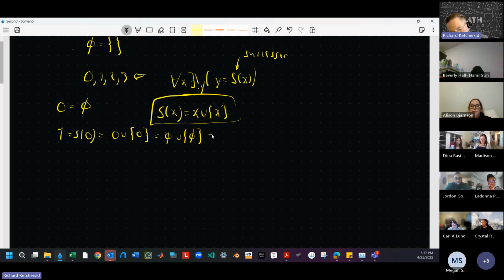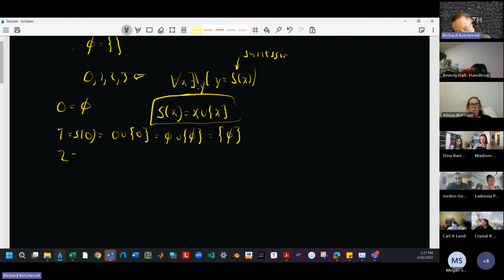So what does this turn into? Well, this turns into just the singleton with the empty set. So this is not the empty set. This is a set containing one thing. The one thing it contains is the empty set, right? So it's a little bit weird, sort of on the philosophical side, right?